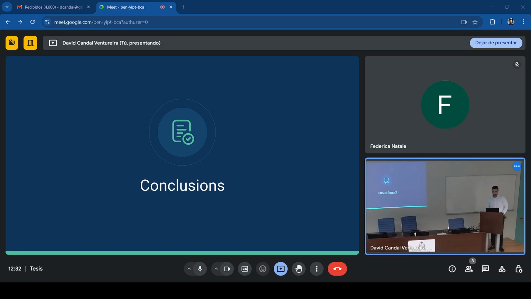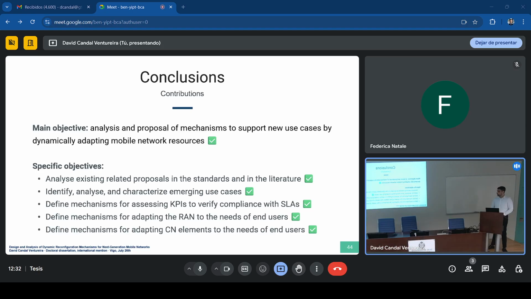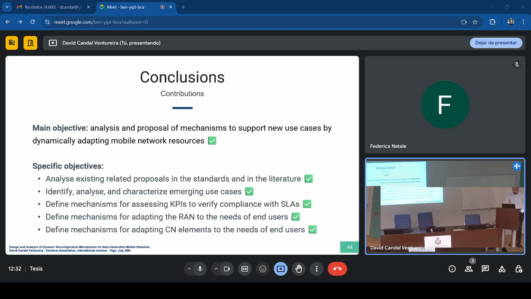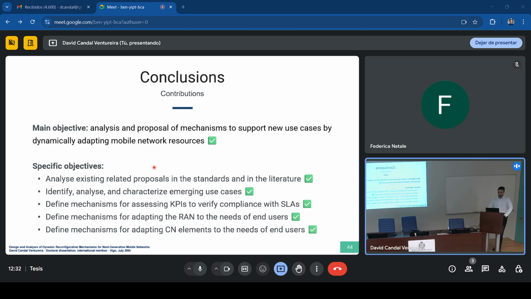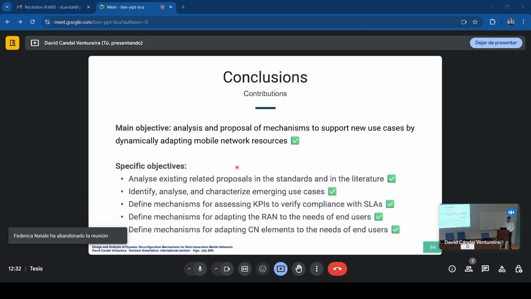Well, these are all the contributions we have made in this thesis. And with this, we have fulfilled our original goals. Contributions 4 and 5 have characterized machine-to-machine and edge computing use cases. Contributions 3 and 4 measured the performance of a specific use case in 5G networks. Contributions 1 and 4 deal with the reconfiguration of RAN resources to improve performance, and the same has been done for the core network in contributions 4 and 6.